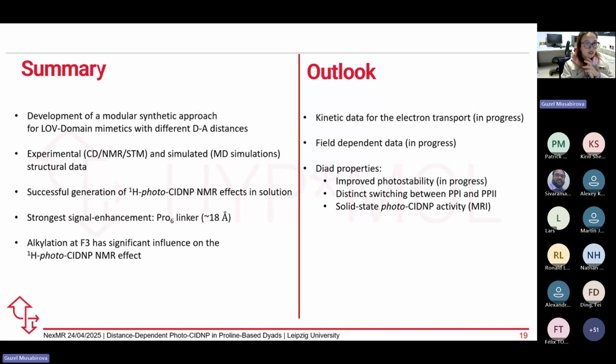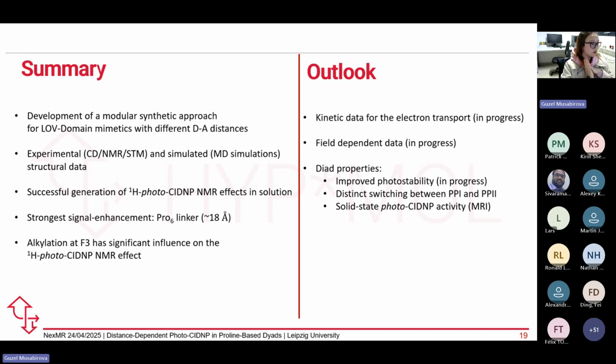So here we developed a modular synthetic strategy to precisely tune donor-receptor distance in flavin-tryptophan dyads using rigid polyproline linkers. And we confirmed the structure of these dyads using different spectroscopy methods and MD simulations, and showed that they mostly adopt PP2 conformations.